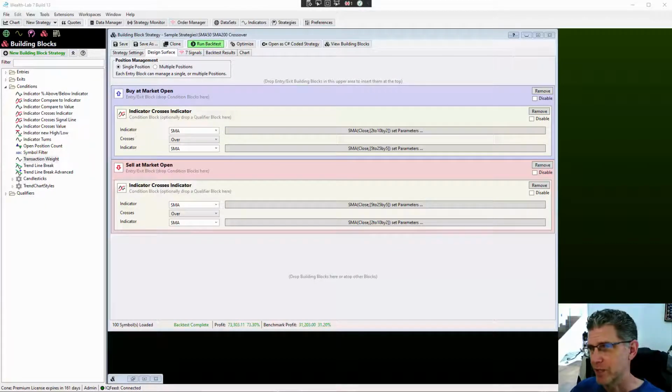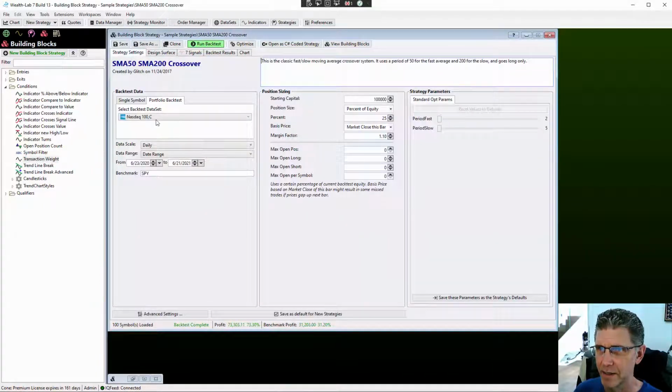Okay. Using this strategy that you can see right here, it doesn't matter what the strategy is, but it's important that you're buying or entering at market on open. The strategy here is just an SMA crossover strategy, and it trades a lot with fast periods, 2 over the 5, and we're going to test it on a 100 symbol data set with 25% equity. So basically with 1-to-1 margin and 25% equity, we can hold 4 positions.